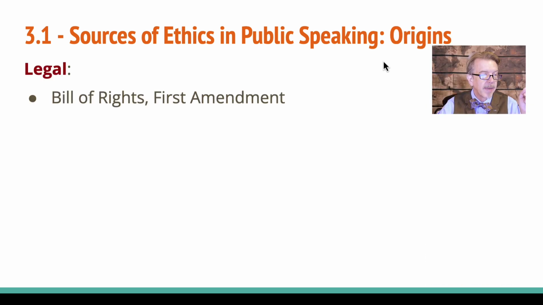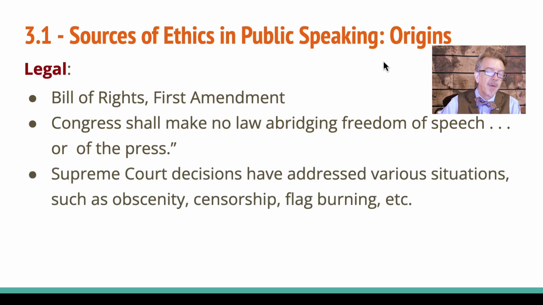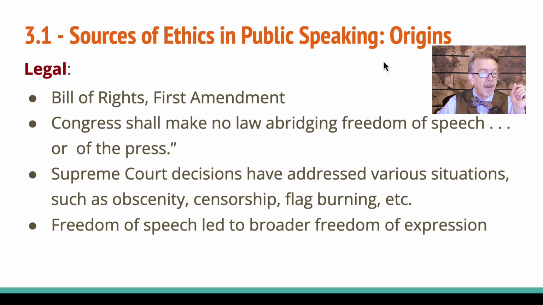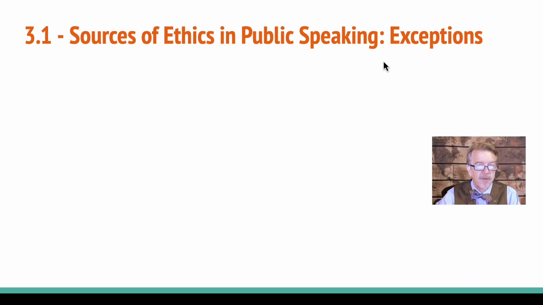Okay, so the legal background here is things like the Bill of Rights of the Constitution, which includes the First Amendment. Congress shall make no law abridging freedom of speech or the press. However, there have been several Supreme Court decisions that have addressed various situations, such as obscenity. We used to have the vague thing, I know it when I see it, censorship, flag burning, and types of things, and even things like hate speech. Freedom of speech leads to a broader freedom of expression, but again, not all speech is protected. They generally interpret it very broadly, but again, not everything is freely protected.